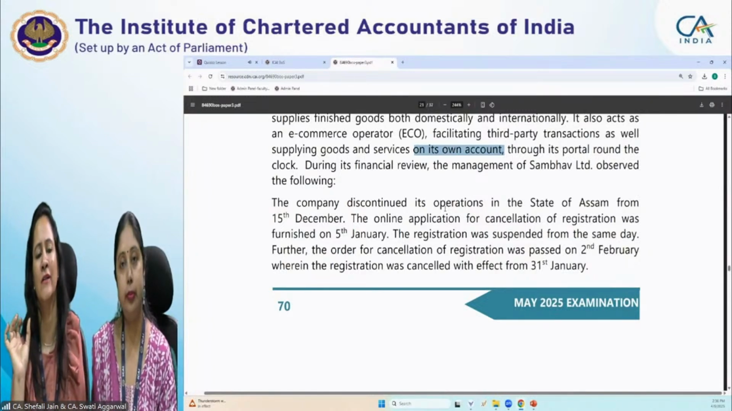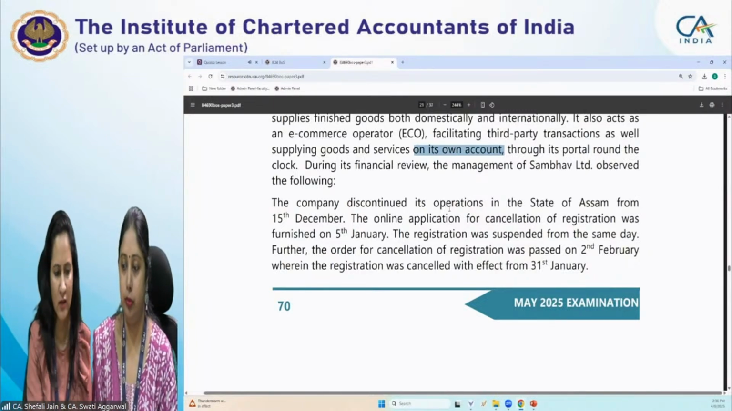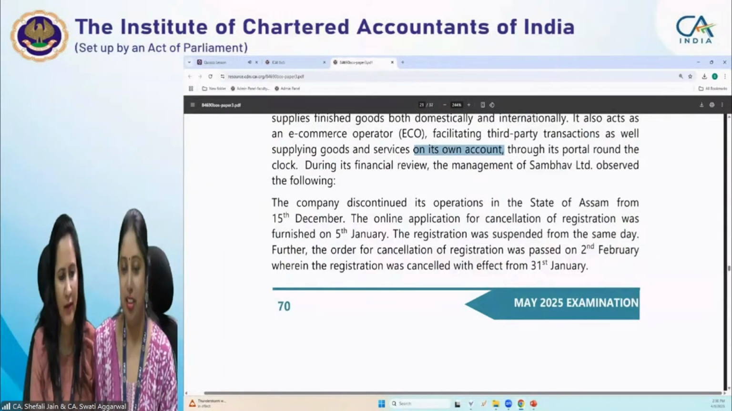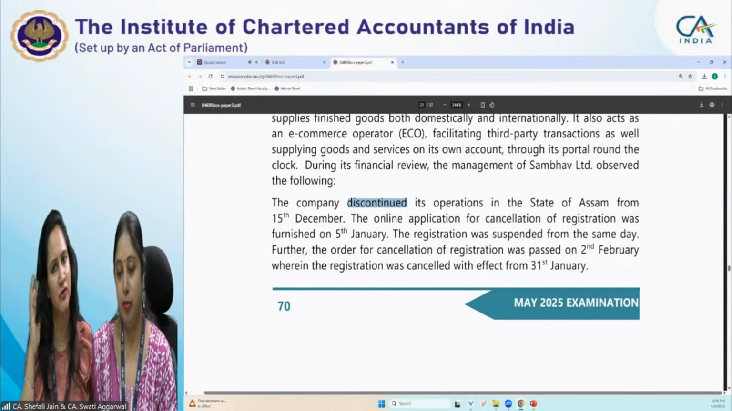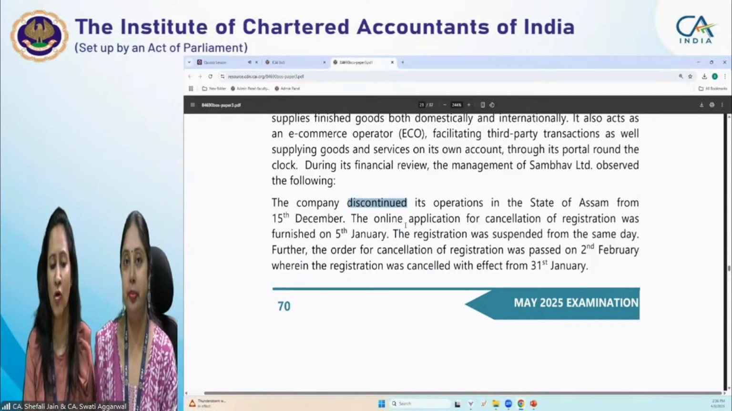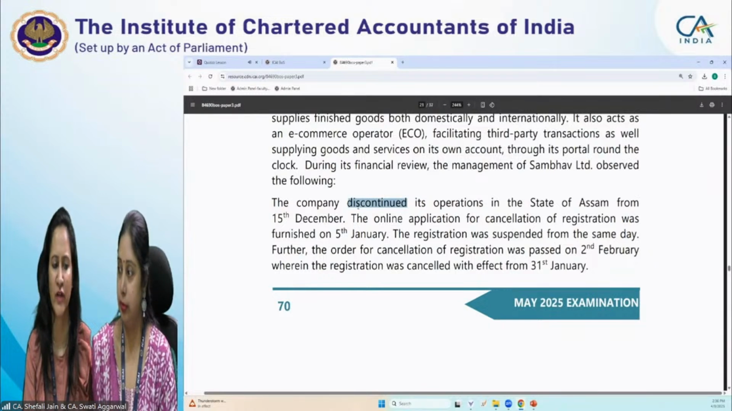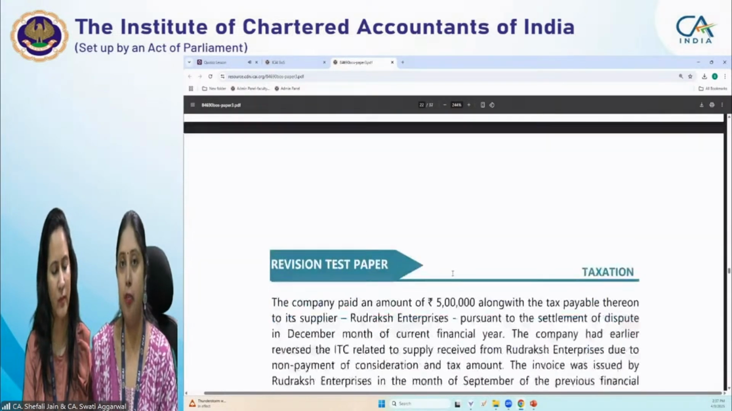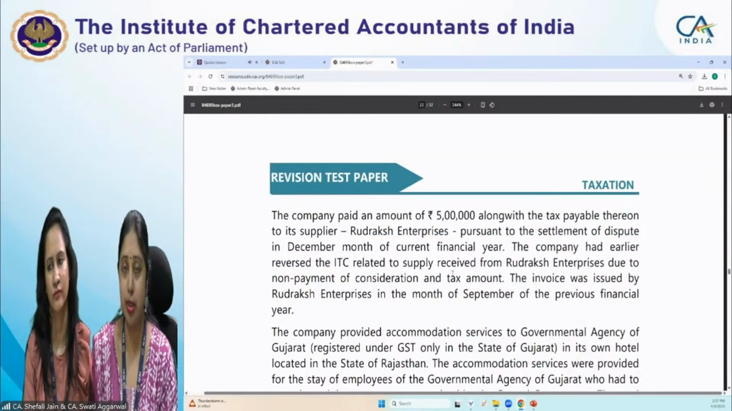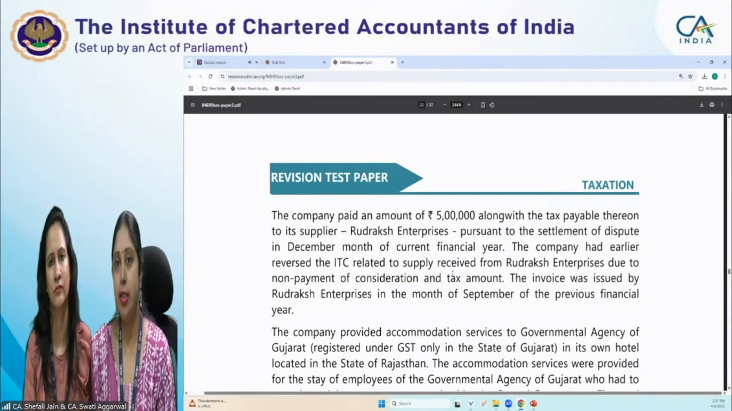Company discontinued its operation. Now, what is important here is that any provision which may be relating to discontinuance of operation should click in your mind. That is very important. The company discontinued its operations in the state of Assam from 15th of December. The online application for cancellation of registration was furnished on 5th Jan. Registration was suspended from the same day. Further, order of cancellation of registration was passed on 2nd Feb, wherein the registration was cancelled with effect from 31st January. So we have been given different dates with regard to discontinuance of business, and you have to see how these dates are relevant while solving the question.